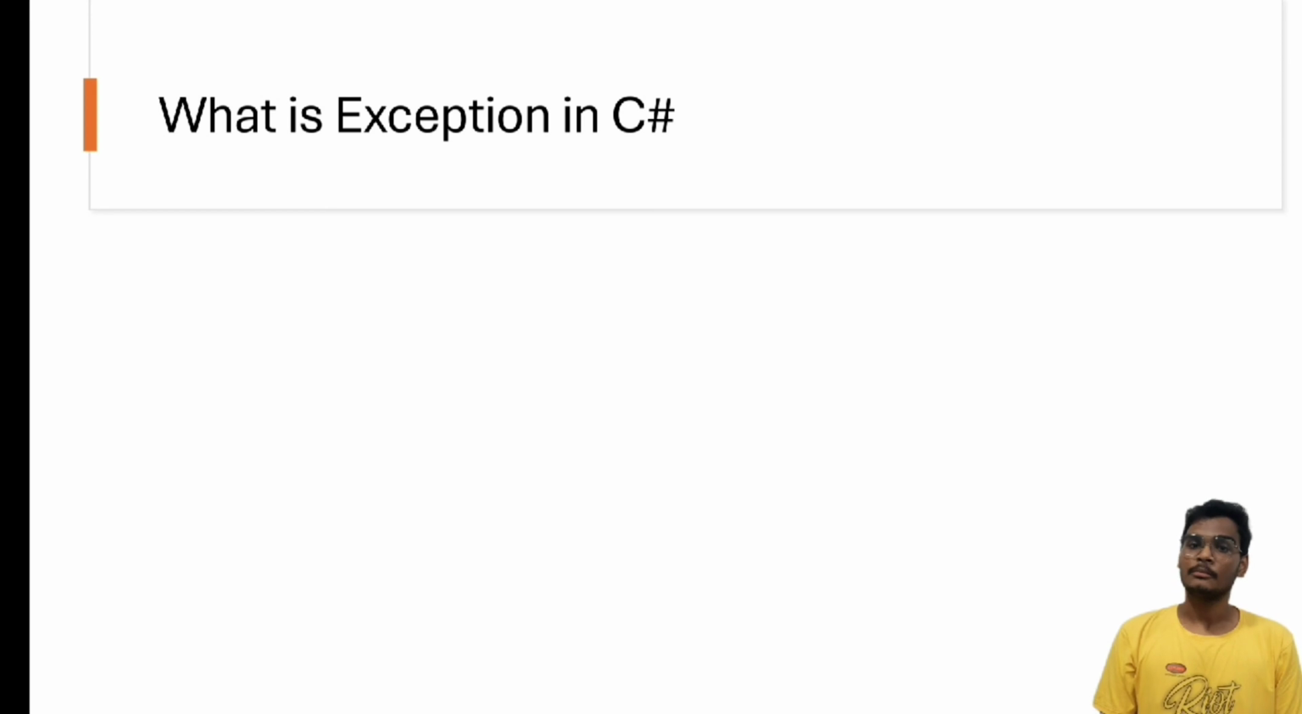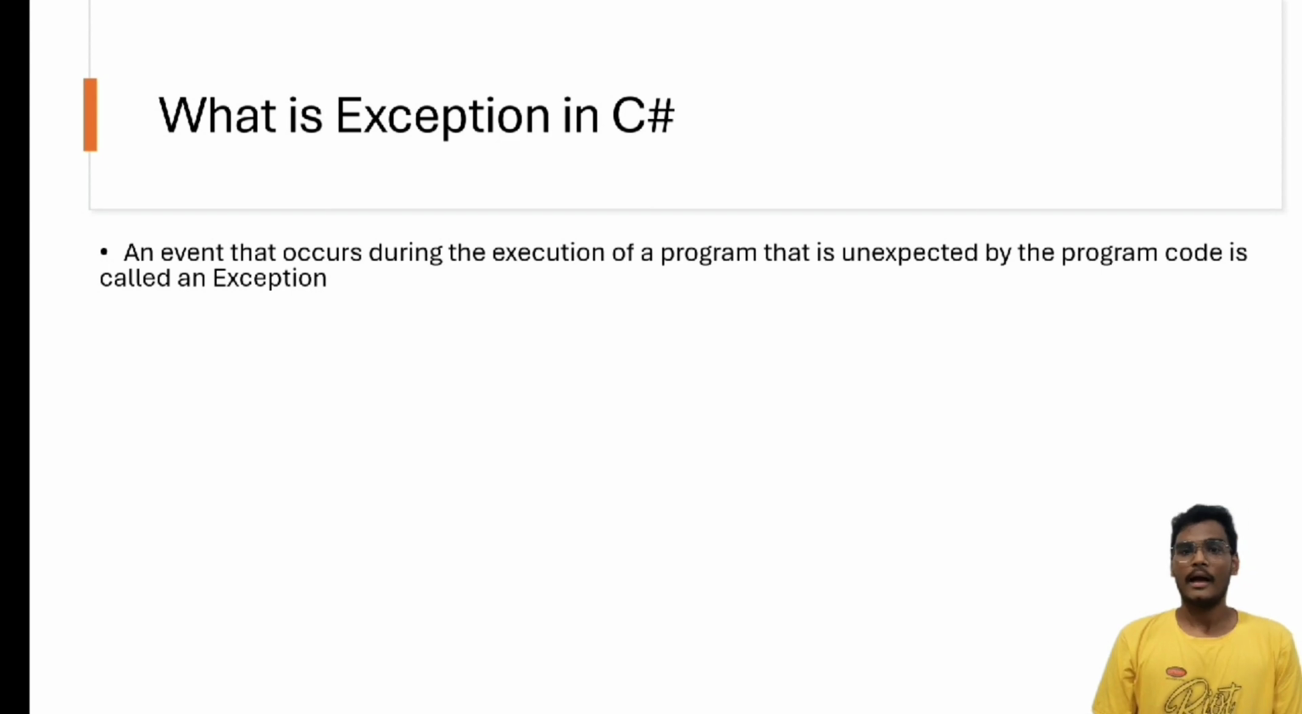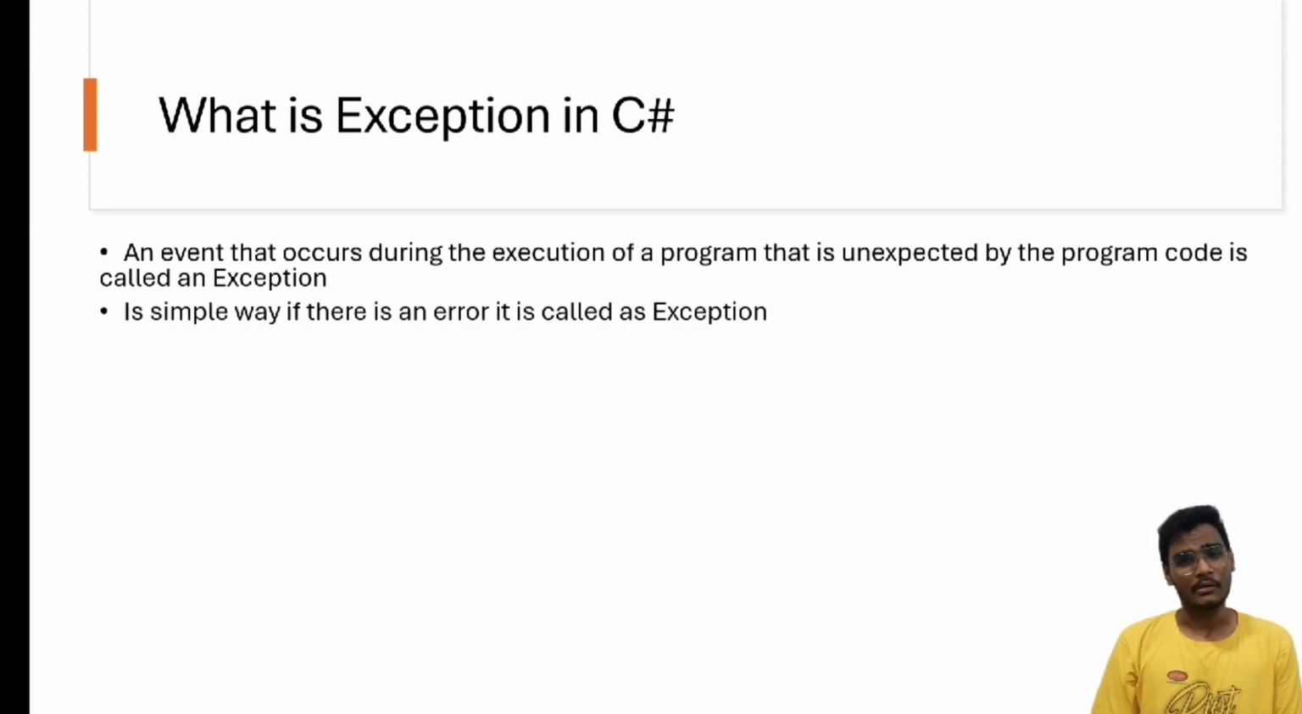Hello, my name is Meet Gangwal. Today we will learn about exceptions in C#. When you run a program and an unexpected error happens, it is called an exception. In simple words, if there is an error, it is called an exception.